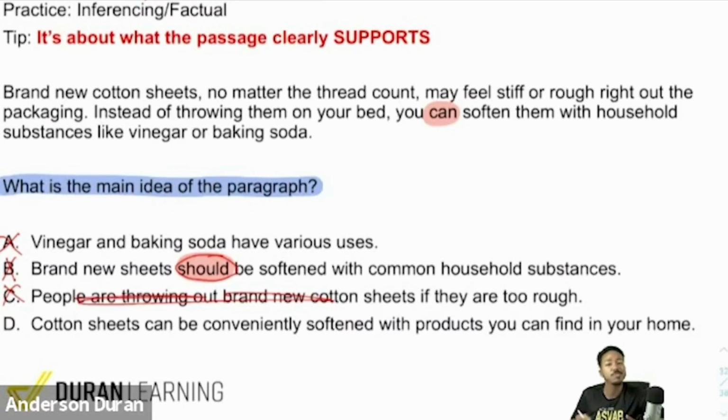The answer is going to be D, but let's go ahead and understand why. Cotton sheets can be conveniently softened with products you can find in your home. Yeah, that is exactly what we've been talking about. The first sentence was, hey, when you buy brand new cotton sheets, they can be rough. The next sentence says, not to worry, you can use some household tools to conveniently soften them up. And that's why D is the answer.